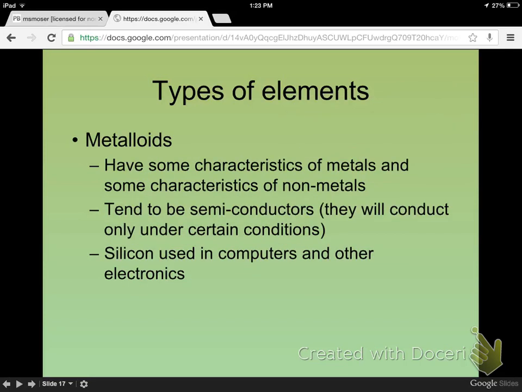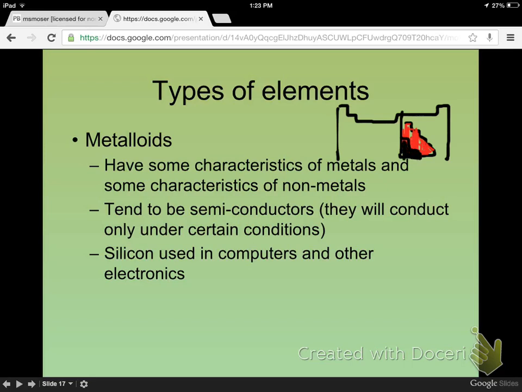Okay, the metalloids. Neither fish nor fowl, the metalloids. When I say they're neither fish nor fowl, they're not metals. They're not nonmetals. They behave like metals under some conditions. They behave like nonmetals under some conditions. There's really just a handful of these, and this line doesn't even really do it justice because we should black that part out.